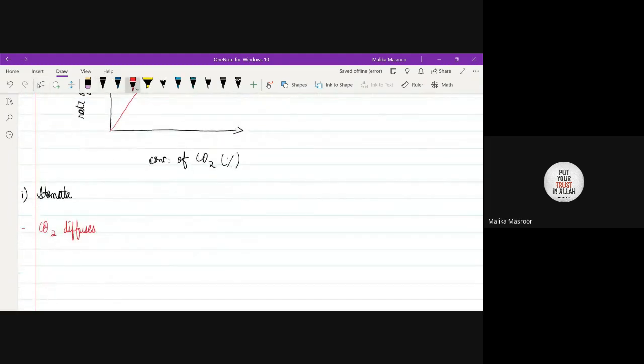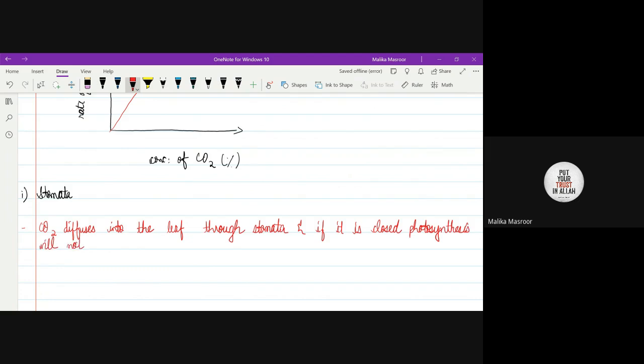So carbon dioxide diffuses into the leaf. And if it is closed, photosynthesis will not proceed, as a raw material is missing.